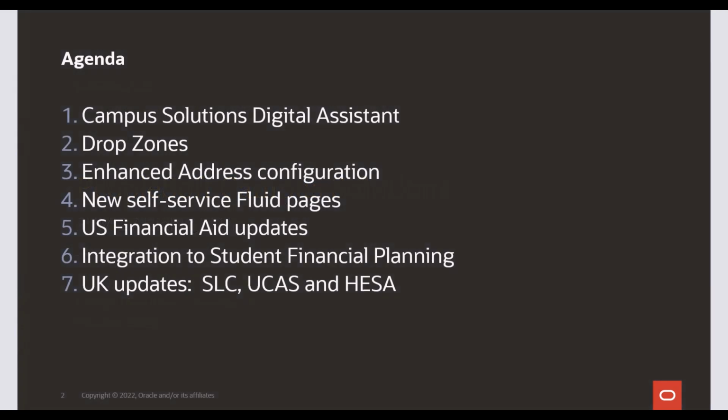For PUM 27 highlights, we have quite a focus on student success and improving your ability to provide great service to your students. We'll cover the Campus Solutions Digital Assistant, new pages where drop zones have been enabled, the enhancements to global address configuration, and new self-service fluid pages. Rounding out the updates, we'll take a look at the U.S. financial aid updates, as well as enhancements to the integration between Campus Solutions and student financial planning. Then we'll wrap up with regulatory updates for the UK.